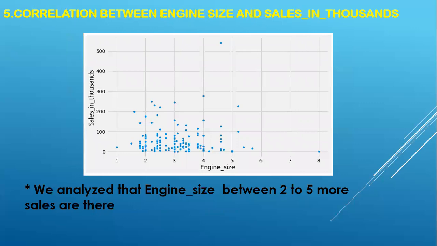Next is correlation between engine size and sales in thousands. Here in the x-axis I took engine size, and in the y-axis sales in thousands. Here also we can observe that for most of the engine sizes, if we increase the engine size, sales in thousands also increase. So finally we can analyze that for engine sizes between 2 and 5, there are more sales.